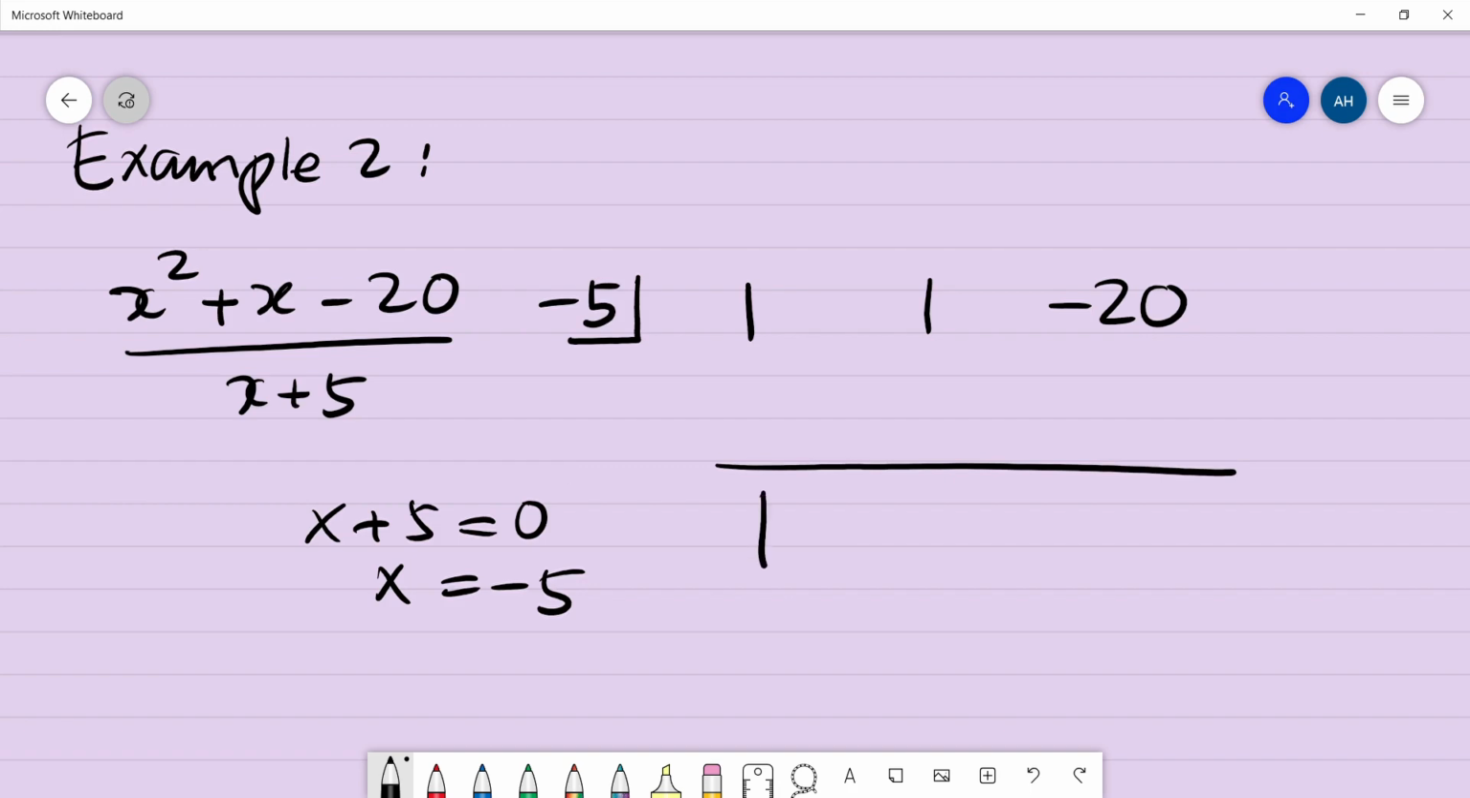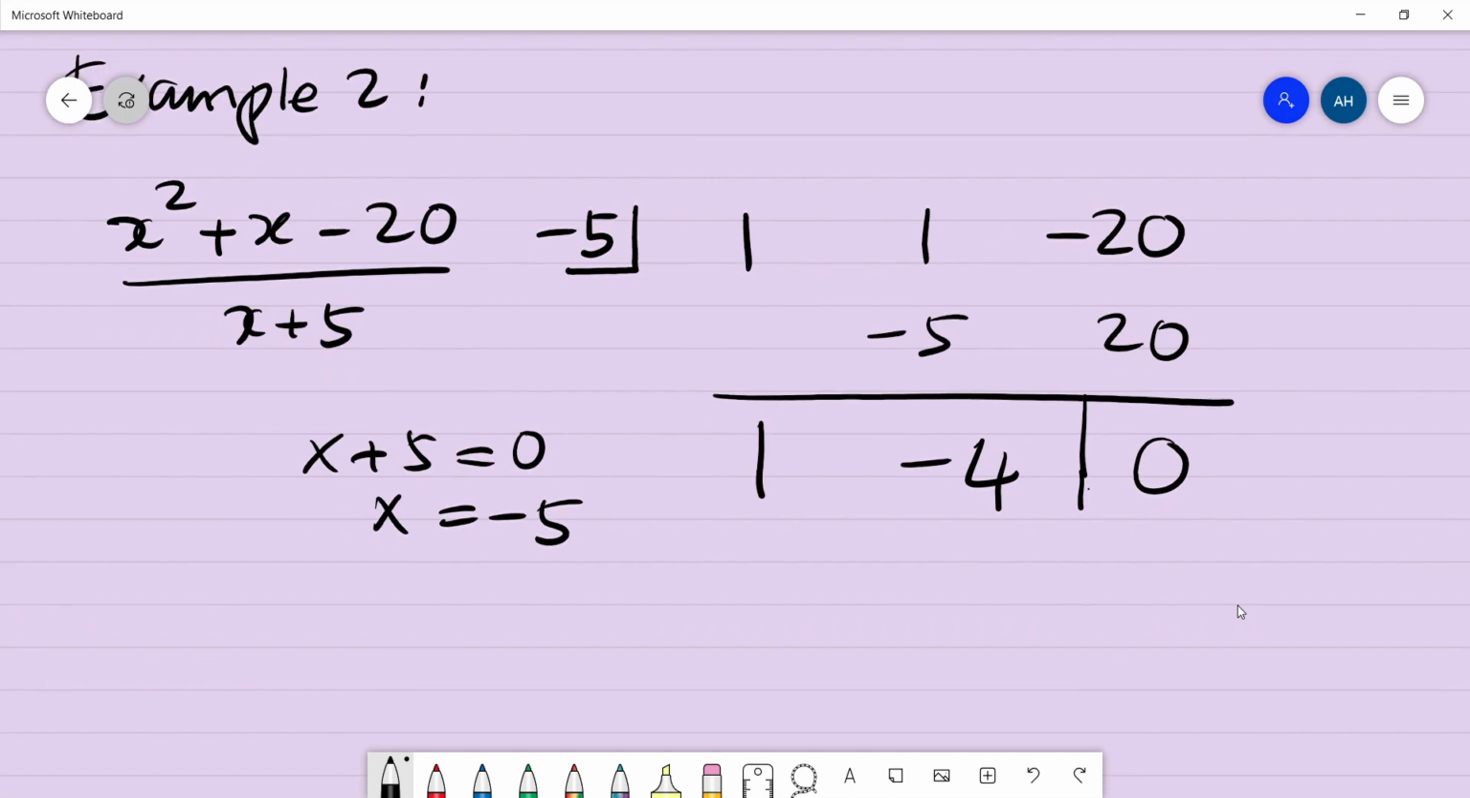We copy down the first number, that is 1, and we multiply negative 5 by 1, we have negative 5, and write it below the number 1. So 1 times negative 5 is negative 5. We add them together, so negative 5 plus 1 is negative 4. Again, we multiply by negative 5. Negative 5 multiplied by negative 4 becomes positive 20. Negative 20 plus 20 is 0. Therefore, in this example, we have the remainder 0.